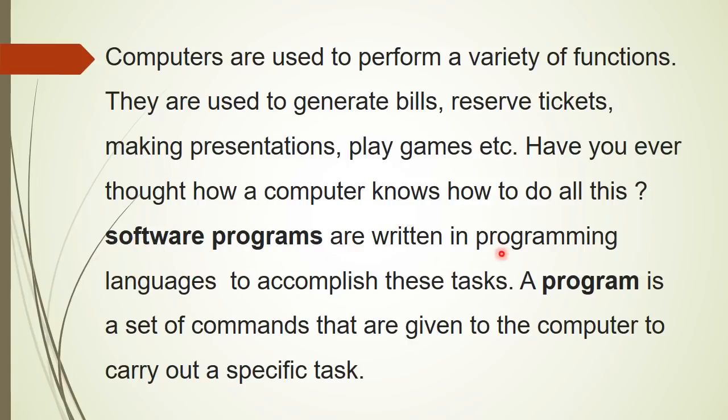Software programs are written in programming languages to accomplish these tasks. Different users will have different tasks. So we write programs for the different tasks of different users in programming languages. Those are software programs. Software programs are written in programming languages to accomplish the tasks of different users. To satisfy the requirements of many users, we write programs in computer programming languages, called software programs.